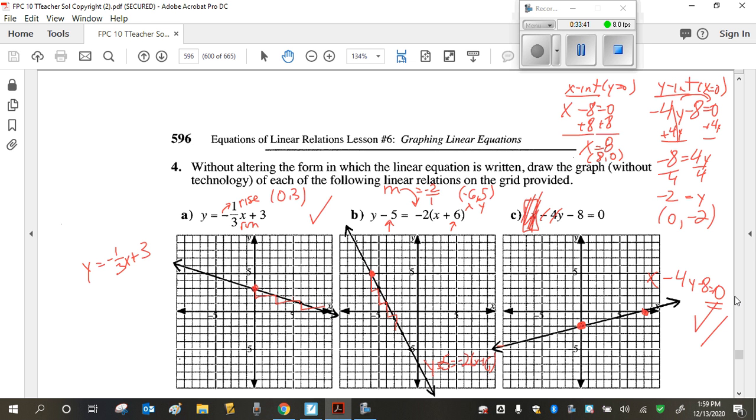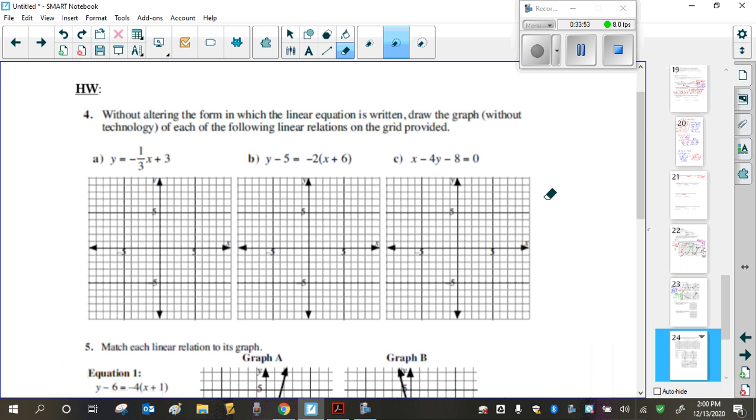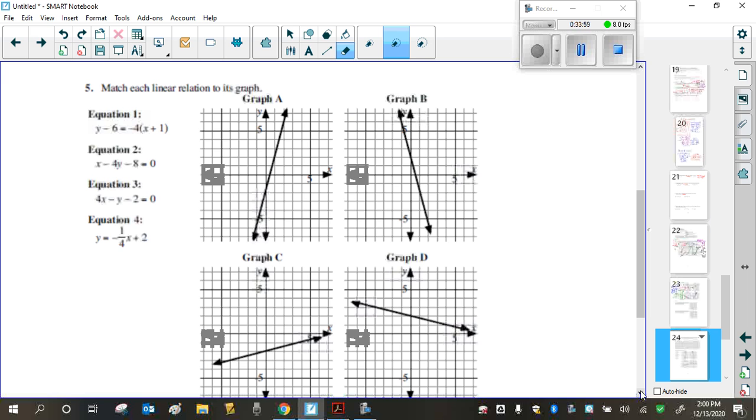Woo! All right, good job. Now it's time. Pause if you need to write any of that down. Otherwise, I'm going to move to number 5. And oops, not that 5. Just gave you the answers. Go ahead and do number 5.